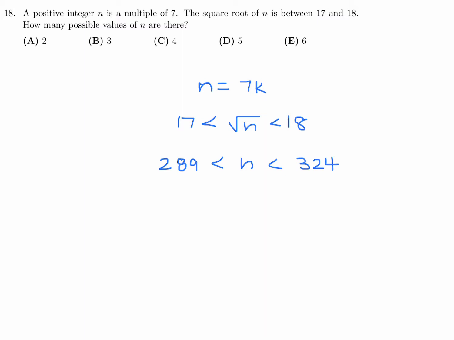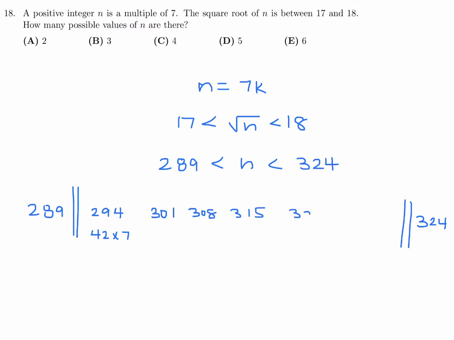Well, let's put 289 here. We've got a little boundary here, and then 324 is our other boundary. The first multiple of 7 that's greater than 289 is 294, because that is 42 times 7. And then you just keep adding 7: 301, 308, 315, 322, and then I will be beyond my boundary. So 1, 2, 3, 4, 5. 5 is the answer to number 18. That would be D.